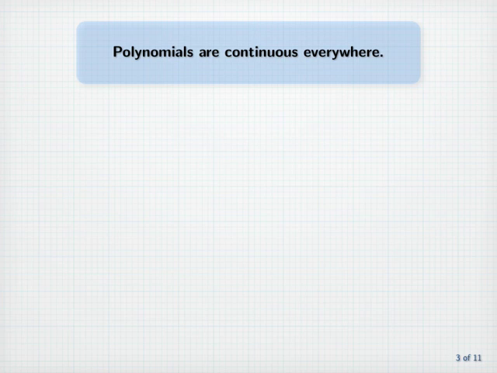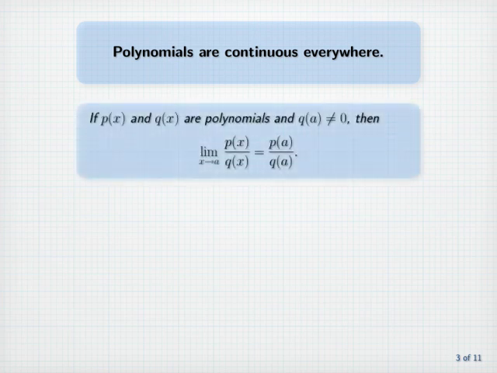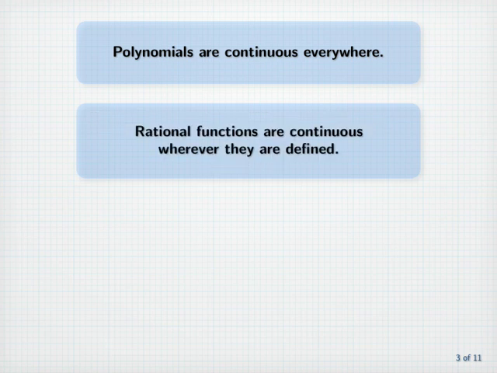Also recall that if p of x and q of x are polynomials and q of a is not 0, then the limit as x approaches a of the rational function p of x divided by q of x is equal to p of a divided by q of a. In other words, limit equals value for any rational function and any a where q of a is not 0. We can state this in terms of continuity as follows. Rational functions are continuous wherever they are defined.